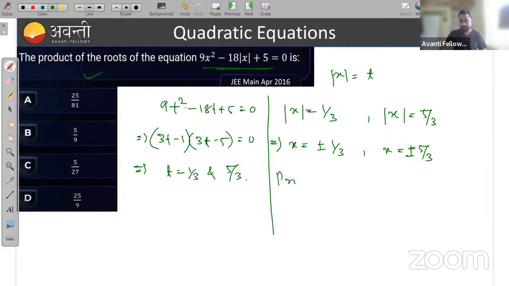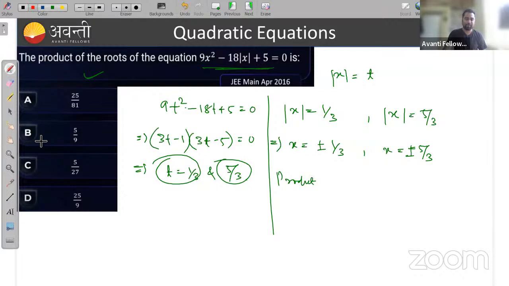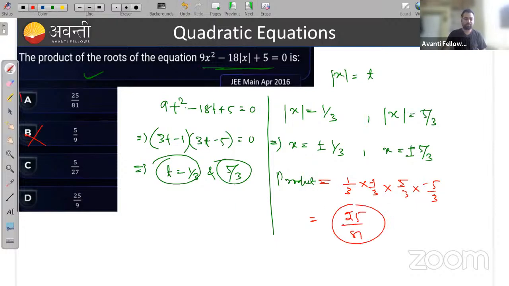Some students just multiplied these two answers, which gives 5 by 9, so they said option B is the correct answer. No, actually option B is not the answer. The product will be 1 by 3 into minus 1 by 3 into 5 by 3 into minus 5 by 3. So this will be 25 upon 81. So the answer is option A. Option A is your correct answer.